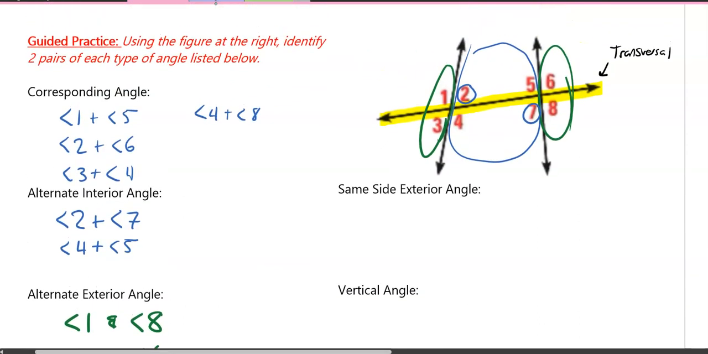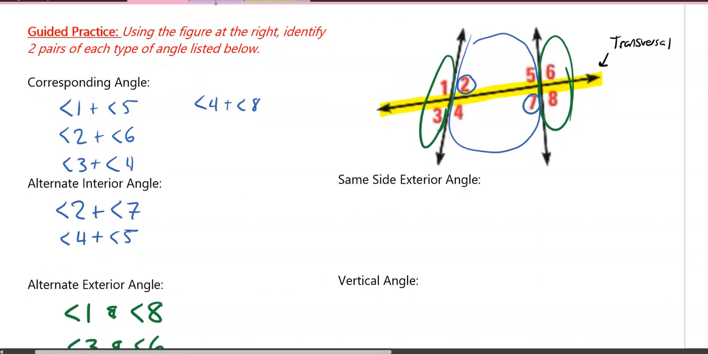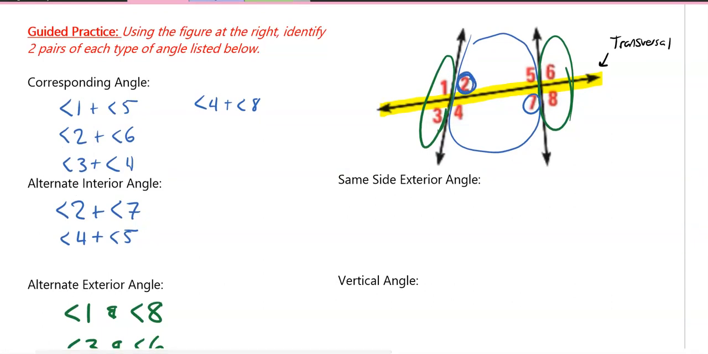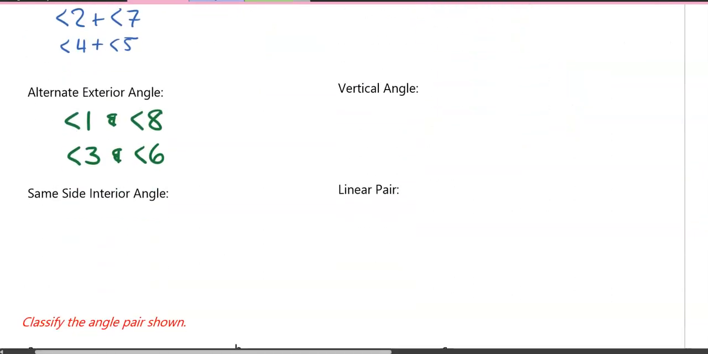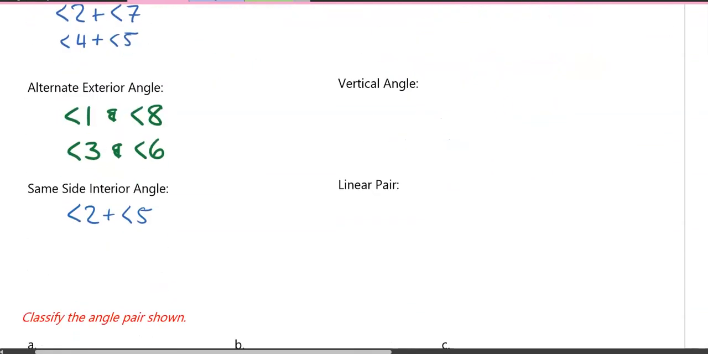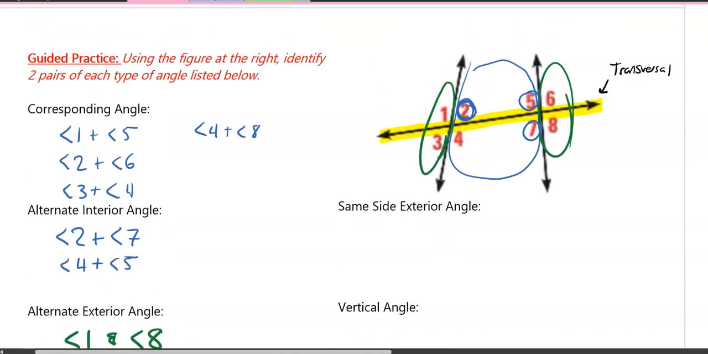Then we go to same side interior and same side exterior. So remember, now we're back to the blue for same side interior. I'm going to pick 2, and then one on the same side of the transversal would be angle 5. So it's angle 2, angle 5, and then the last one would be angle 4 and angle 7. So those are my 2 same side interior angles.